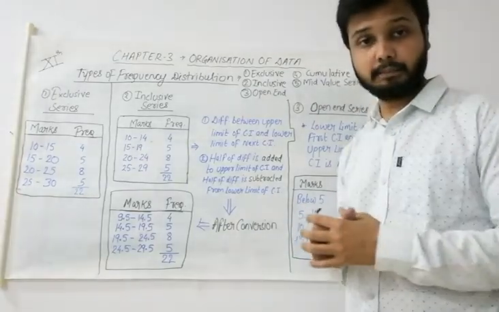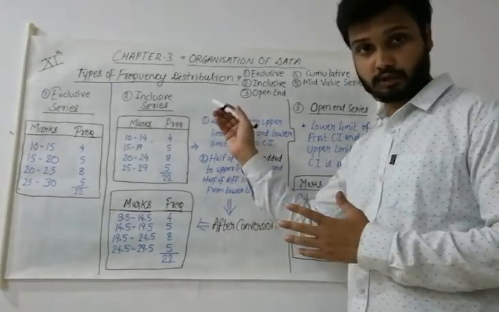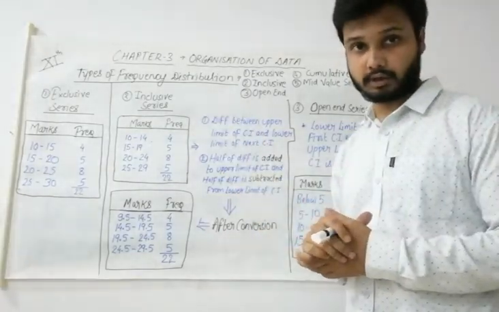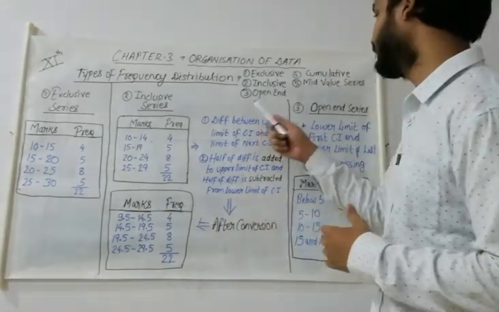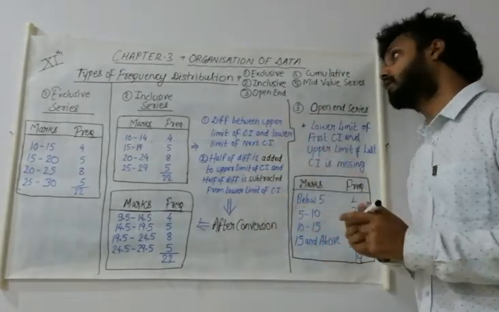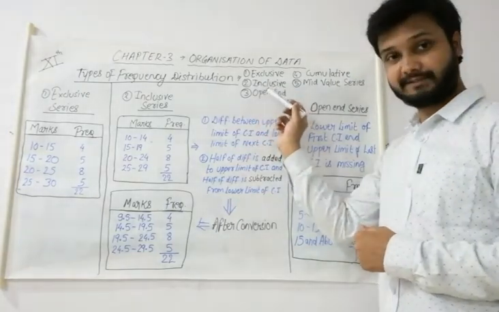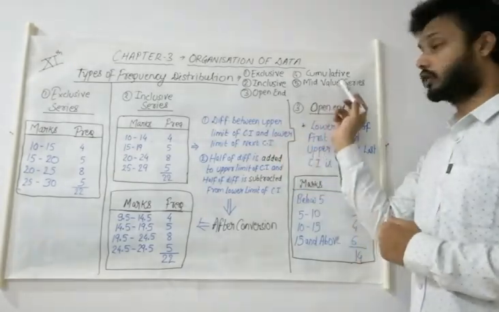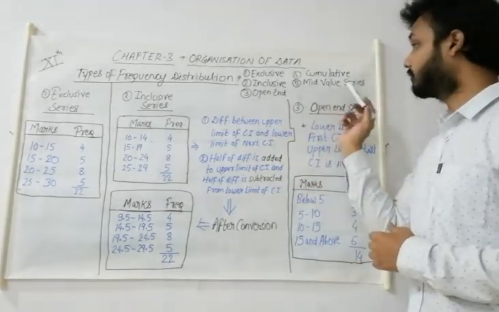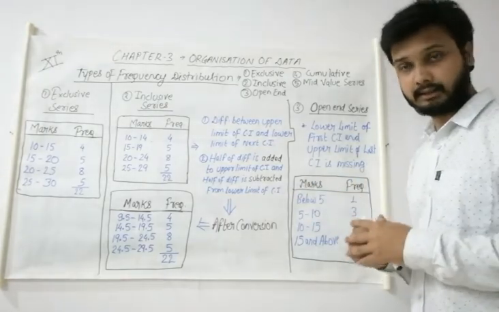Hello students, in the previous class we have seen the frequency distribution and its related terminologies. Now we will see its types. It is mainly classified into 5 types. The first one is exclusive series, second is inclusive series, third is open-end series, fourth is cumulative series, and fifth is mid-value series. Now one by one we will see it in detail.